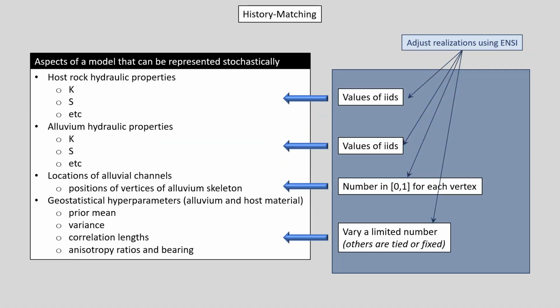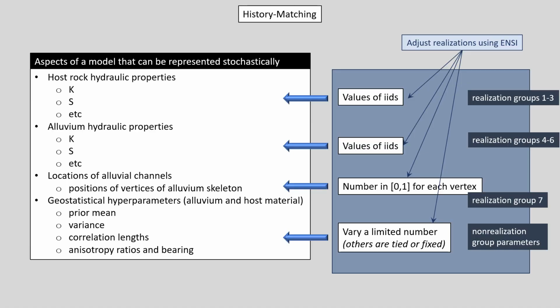And finally, we could use ENSI, ensemble space inversion, to do the history matching. This is particularly suited for ENSI. So, for example, background property realizations could be placed into a number of realization groups and separated from realization groups that we're using for alluvial property realizations. Another realization group could host locations of the sliders, of the vertices on their sliders, so we can move those alluvial channels. And perhaps hyperparameters, if we're adjusting them, they don't need to be assigned to a realization group. They can be non-realization parameters.